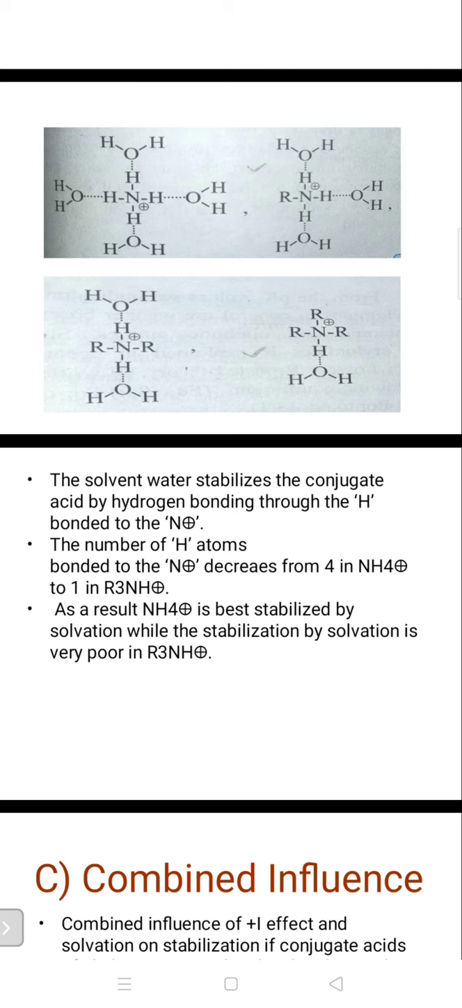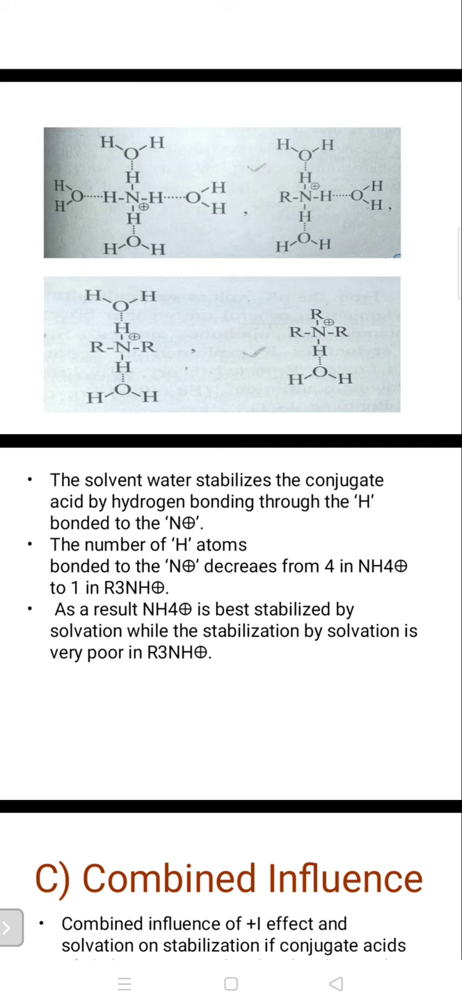That's why the number of hydrogens bonded to the central nitrogen plus decreases from four in the ammonium ion to one in the R3NH plus ion. Of course, you observe that in the case of the quaternary ammonium ion, there are four alkyl groups on the central nitrogen. Then as per structures 1, 2, 3, 4, if you see, the number of hydrogens bonded to the nitrogen decreases and is replaced by alkyl groups. In that way we are going to use the water molecules.